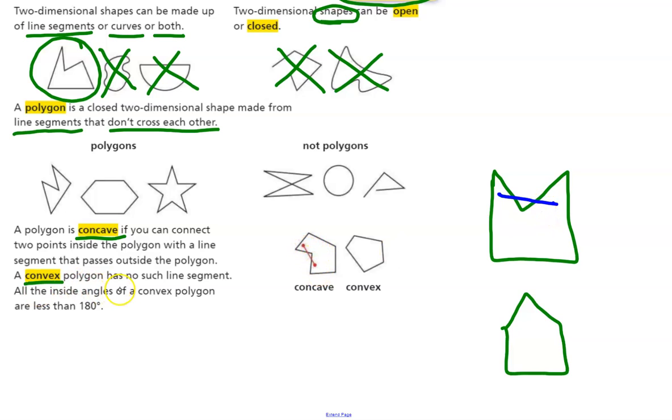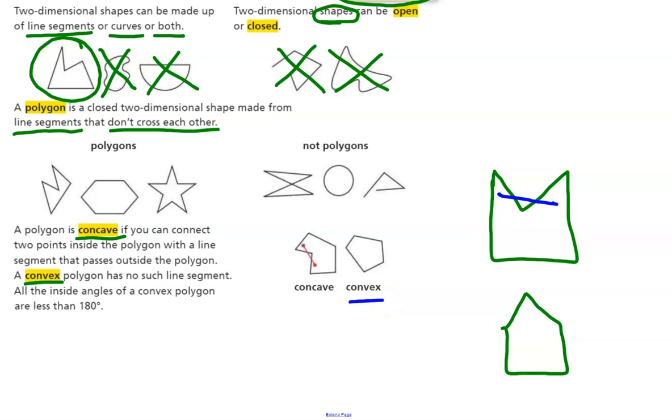A convex polygon has no way to draw 2 lines where you will then go outside of your shape, and so that means then that it's convex. I think of it like this. If it's caved in, we call it concave. If there's no spot that looks like it's caved in, it's probably convex.